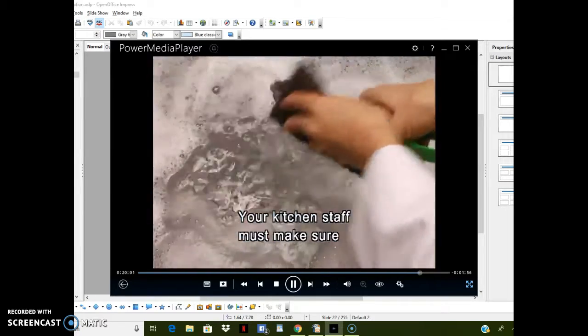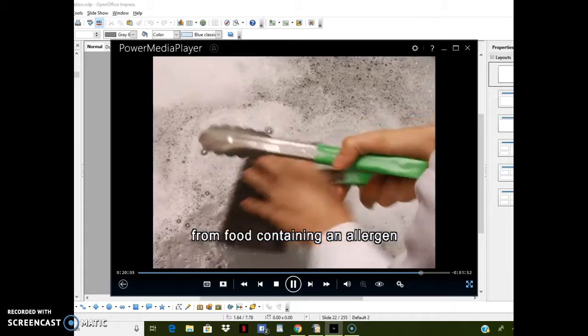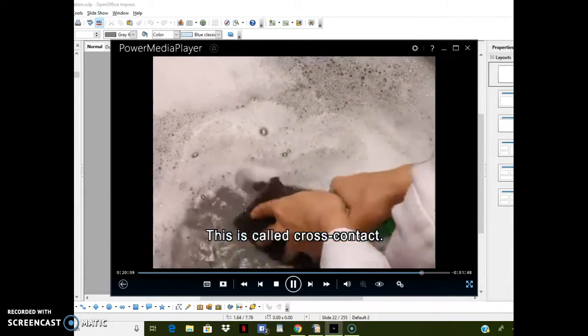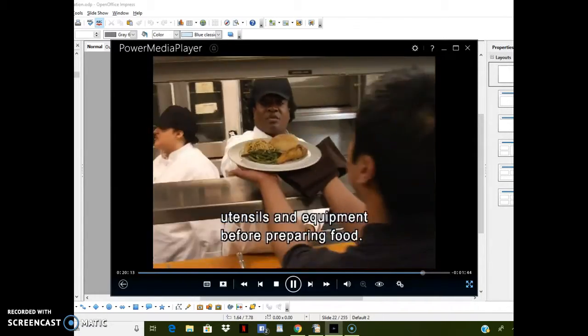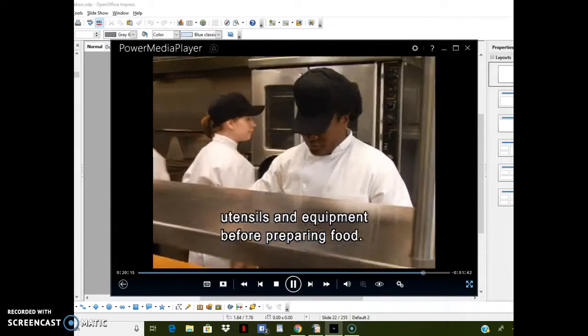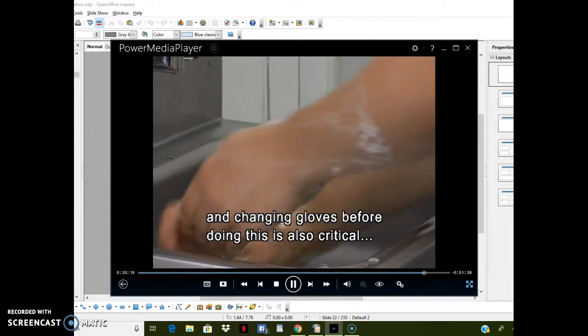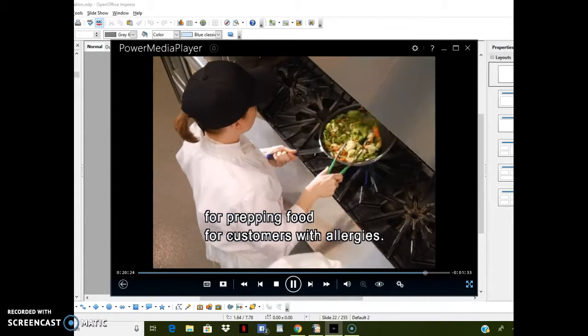Your kitchen staff must make sure that allergens are not transferred from food containing an allergen to the food served to the customer. This is called cross-contact. You can avoid this by cleaning and sanitizing cookware, utensils, and equipment before preparing food. Washing your hands and changing gloves before doing this is also critical. So is assigning specific equipment for prepping food for customers with allergies.